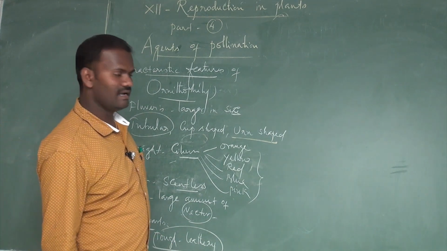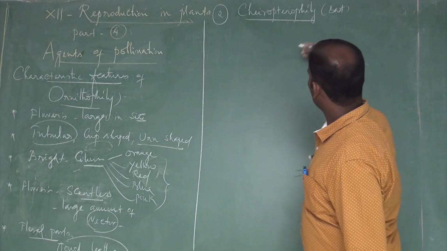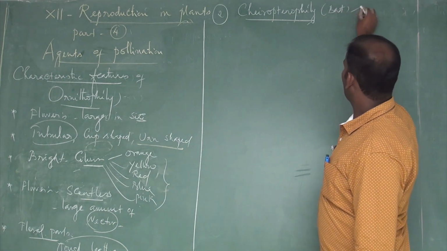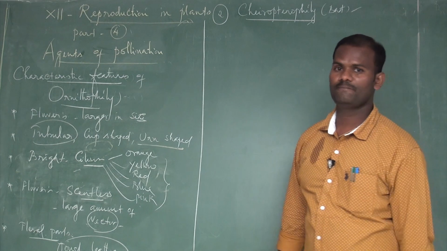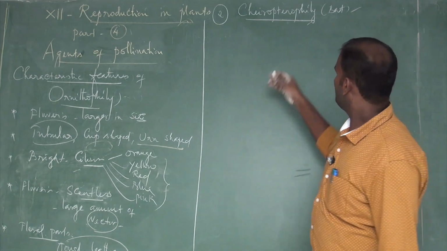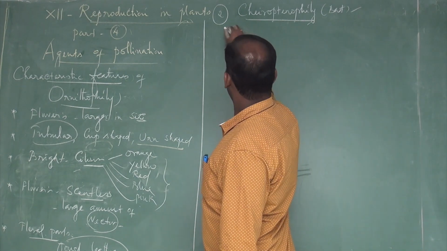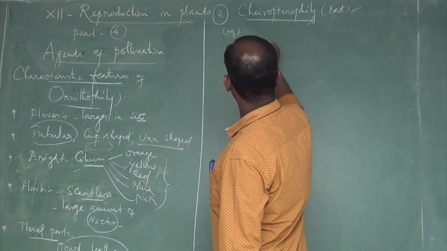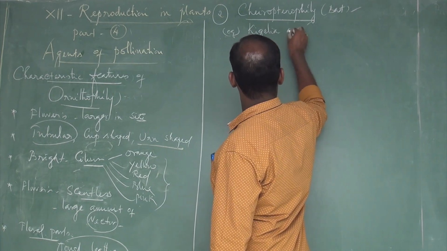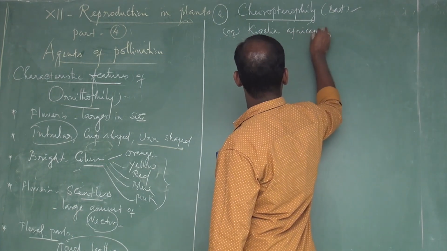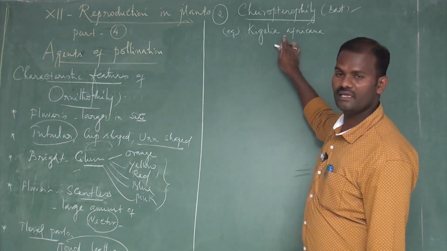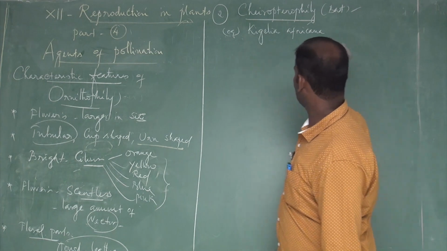The floral parts may be tough and also leathery. The second zoophily is Chiropterophily, pollination by bats. Such flowers are said to be chiropterophilous flowers. For example, Kigelia africana. These are examples of plants that are pollinated by bats. These are called chiropterophilous plants.